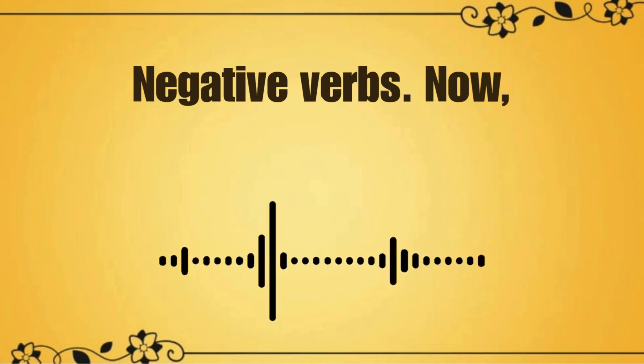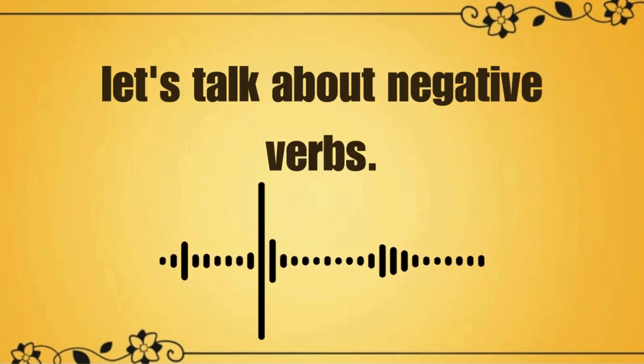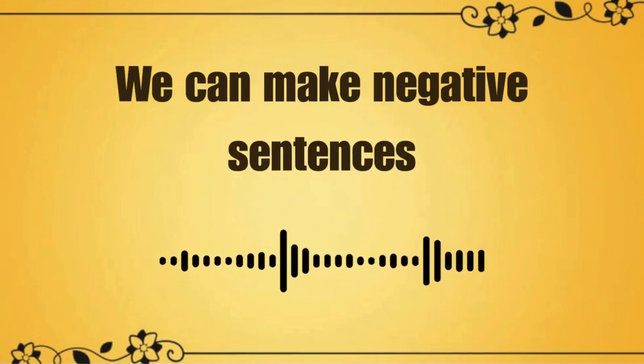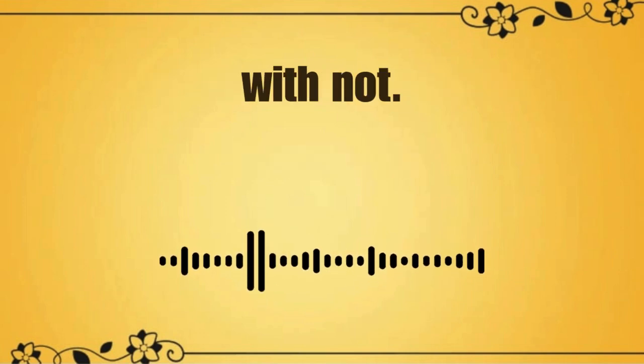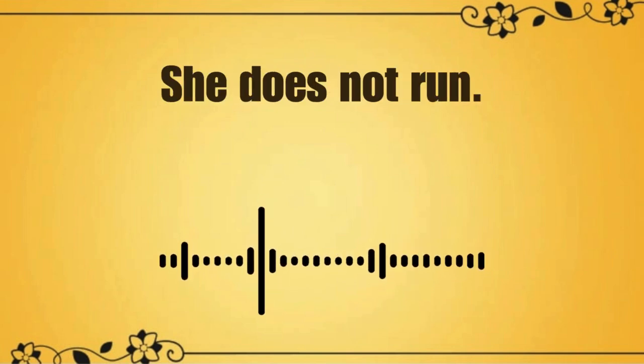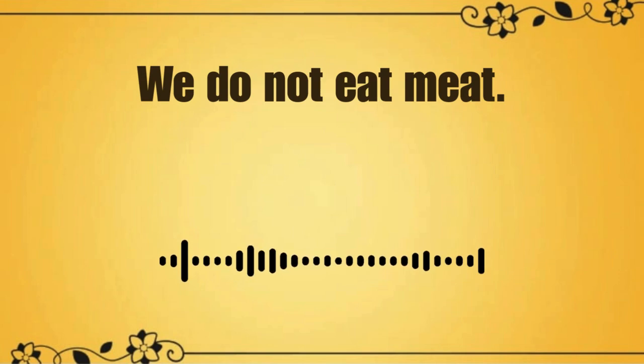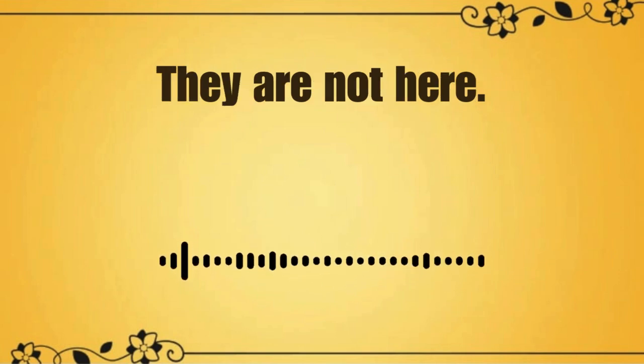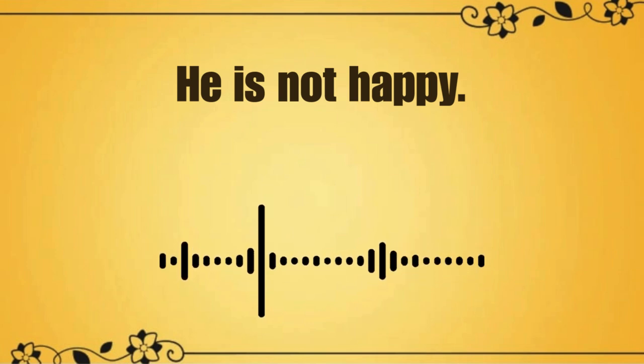Negative verbs. Now, let's talk about negative verbs. We can make negative sentences with not. I do not like this. She does not run. We do not eat meat. They are not here. He is not happy.